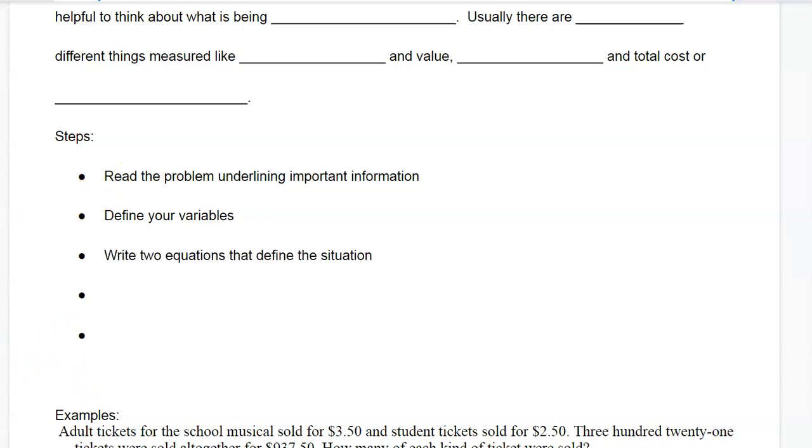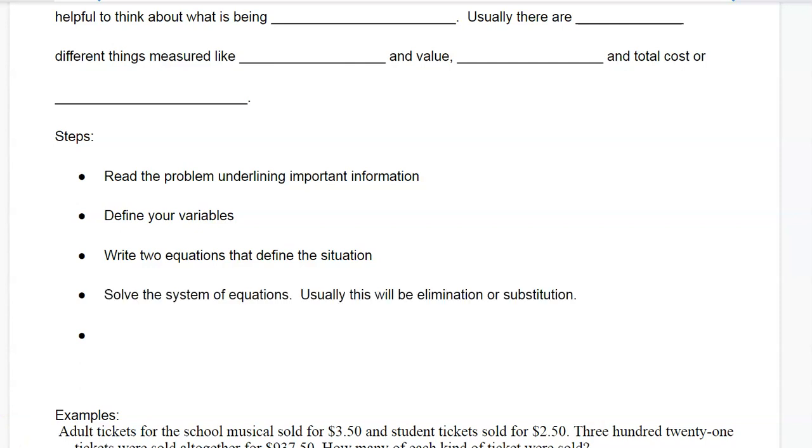Then you're going to write two equations that define the situation. And again, you're going to want to go back to the first step here and look at the important information that you underlined, and then make sure your equations represent what you underlined. Okay, if you're looking for two things that are added together, make sure you have an addition problem. If you're looking for the difference, make sure you have a subtraction problem, things like that.